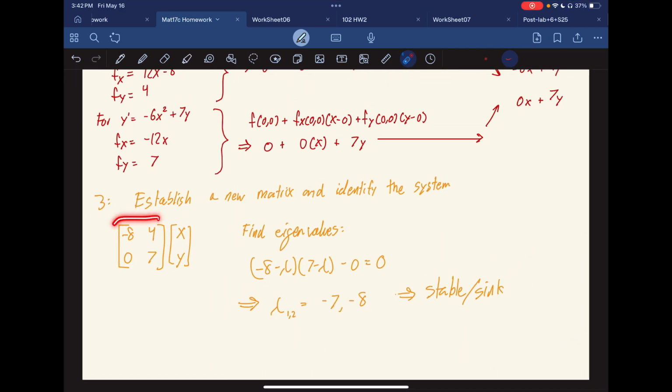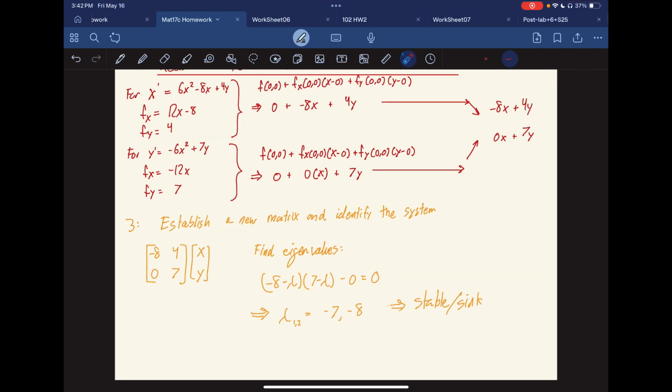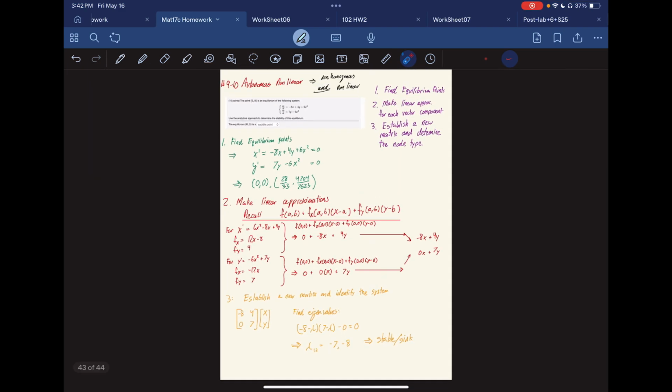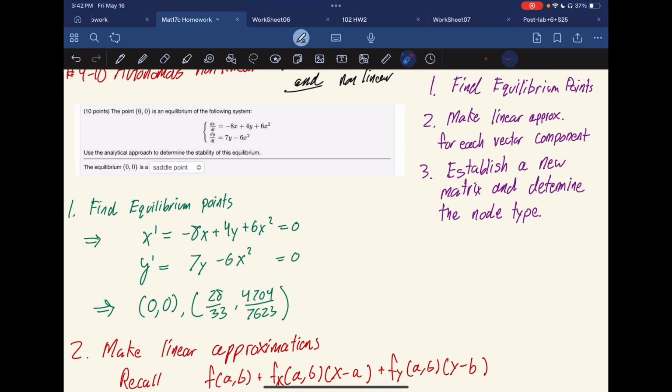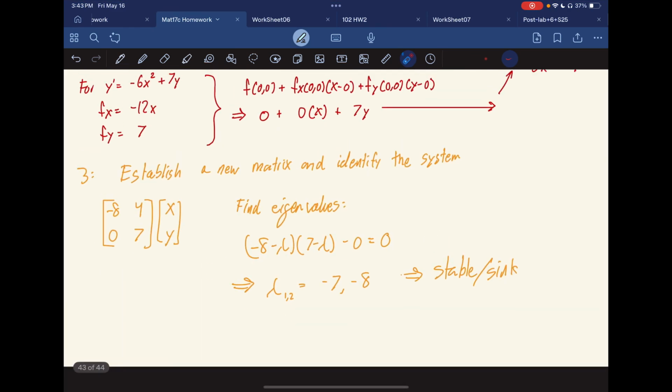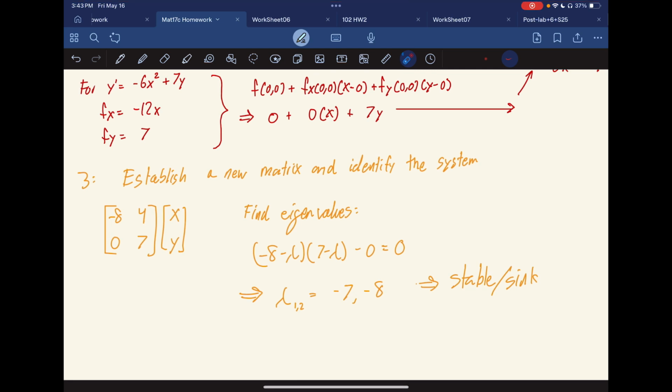Here's our new matrix as characterized right here, -8, -8, 4, 4. And then it's just asking you to identify the type of equilibrium. What type of node is it? Or not a node at all. And in doing so, remember all we need is our eigenvalues. I found -7, -8.